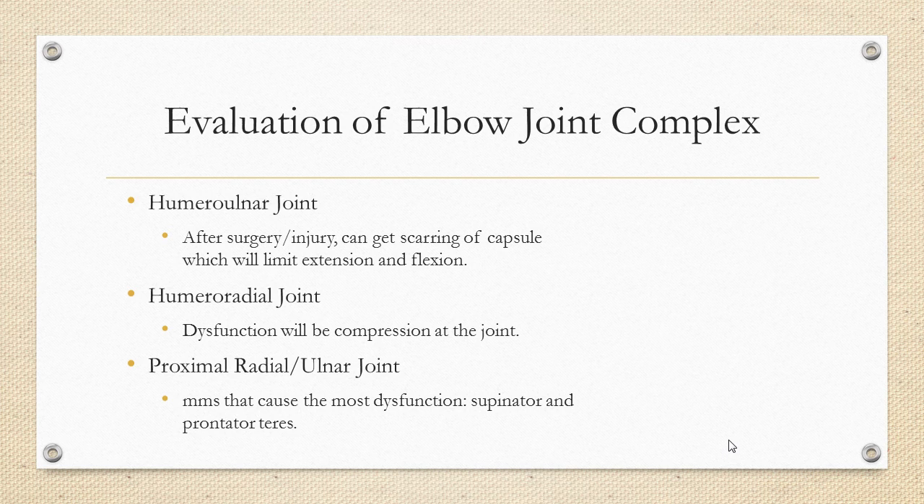Humeral radial joint, typically the dysfunction will be compression at the joint. So any type of force translated to the joint in a compression type fashion can create a dysfunction at the joint, often called pushed radius syndrome. The proximal radial ulnar joint, typically our muscles will cause the most dysfunction here. Supinator, pronator teres. Again, if we feel that the muscles are the primary source of dysfunction or of pain, we need to go back and determine where is that dysfunction. Why is that muscle hypertonic? Why is that muscle painful? So we need to go look at some different areas.